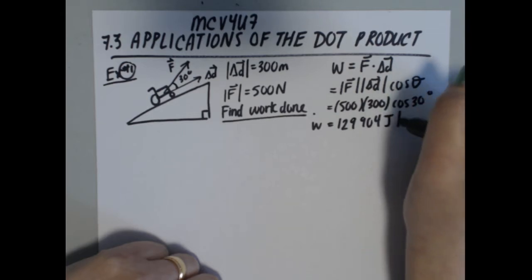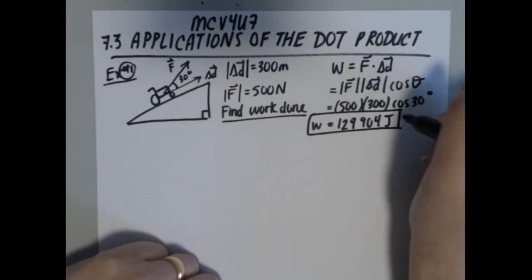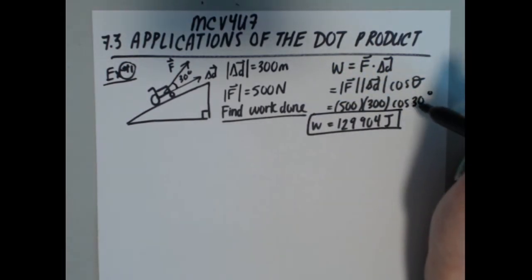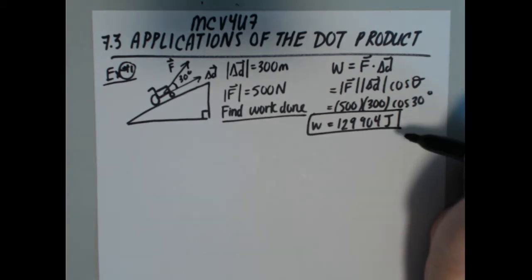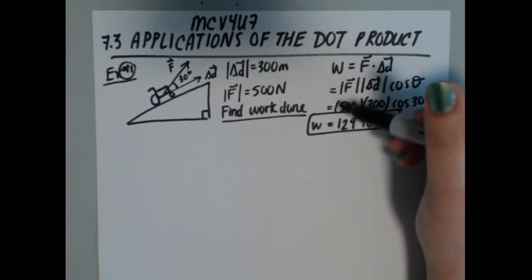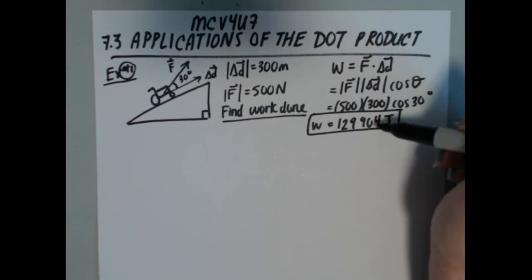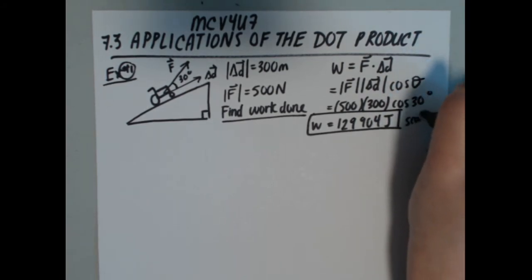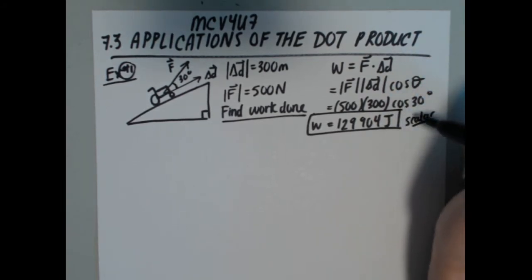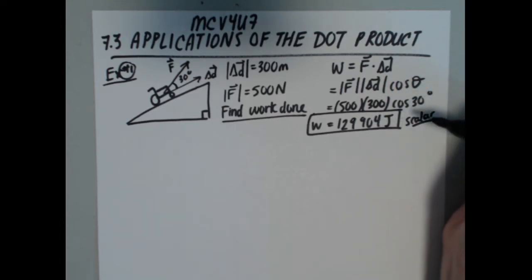And you end up with work is equal to 129,904 joules. And we saw that last time as well. The unit for work is joules. And another interesting conclusion I want to remind you of. The result of the dot product is a scalar quantity. Okay, this is not a vector. If it was, there would be a direction. Okay, we don't have any direction here. This is just a number.